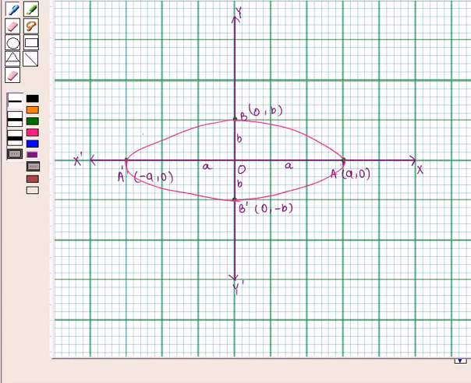Here we can also see, as y increases from minus b to 0, x increases from 0 to a to the right of y-axis and decreases from 0 to minus a to the left of y-axis. Also, as y increases from 0 to b, x decreases from a to 0 to the right of y-axis and increases from minus a to 0 to the left of y-axis. Therefore, we get a closed curve, and this is the required sketch of the ellipse x squared by a squared plus y squared by b squared is equal to 1.